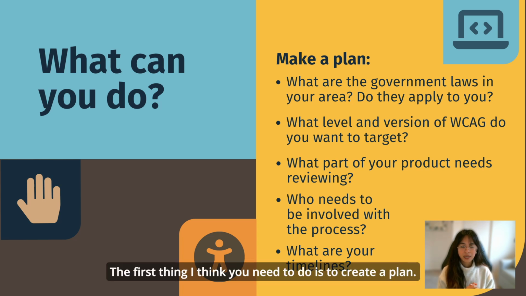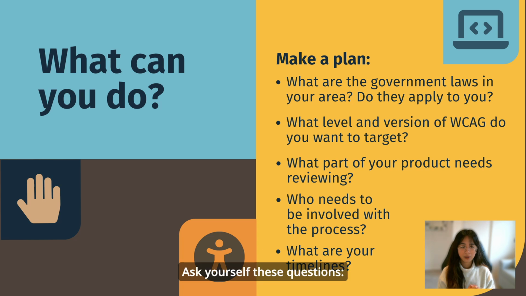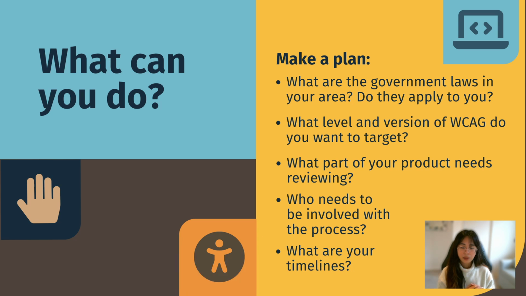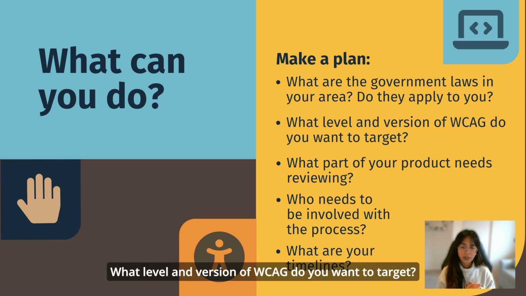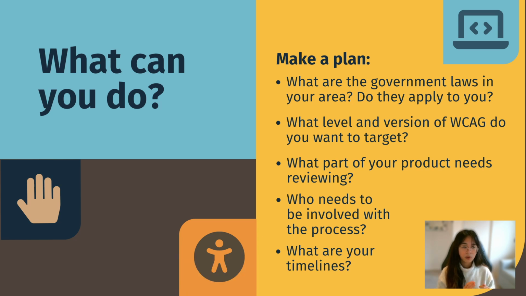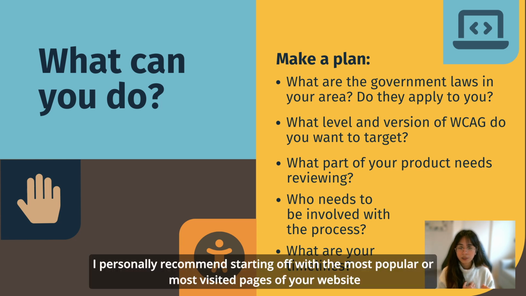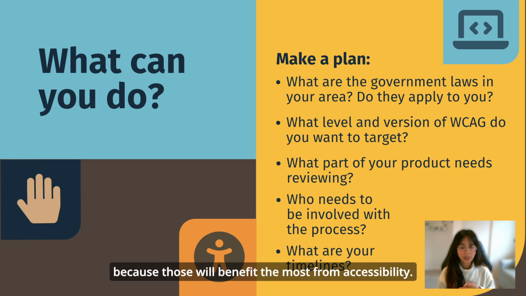And the first thing I think you need to do is to create a plan. So ask yourself these questions. What are the government laws in your area, and do they apply to you? What level and version of WCAG do you want to target? What part of your product do you need to review? I personally recommend starting off with the most popular or most visited pages of your website, because those will benefit the most from accessibility.